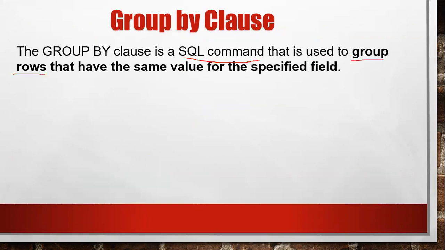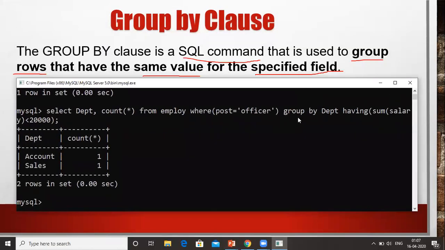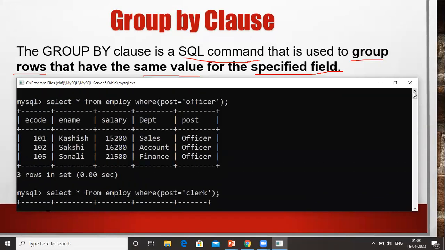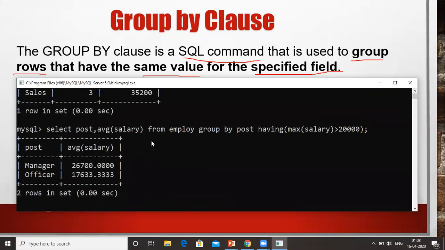When we apply the group by clause, it will prepare groups, and each group contains some records, some rows, that have the same value for the specified field. As you see, over here we have written group by department. Let me take an easier example. Over here it is written post and average salary from employee group by post.